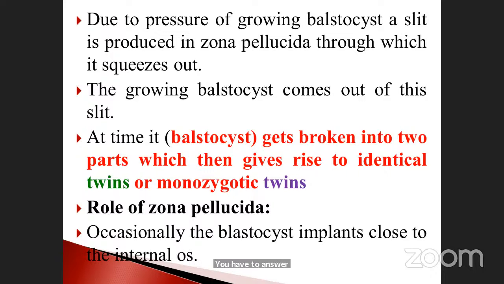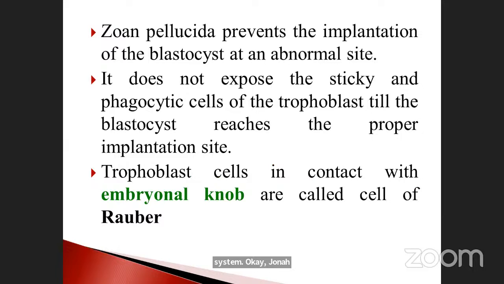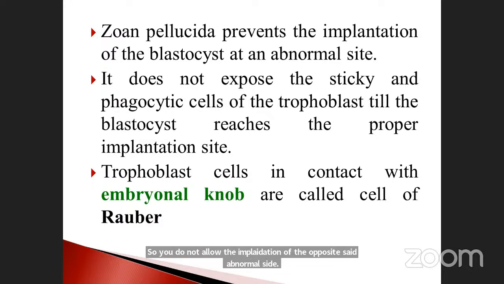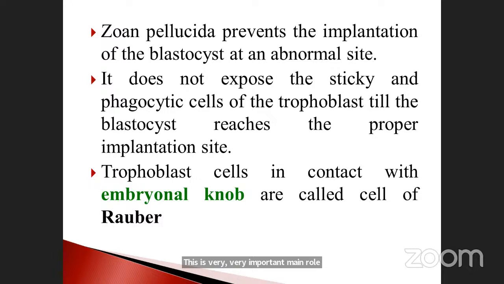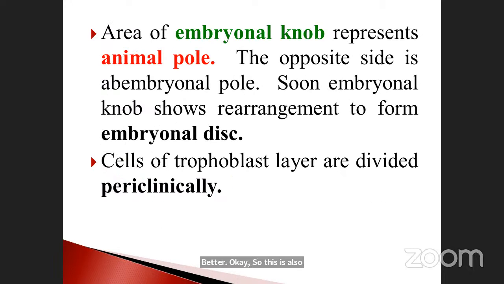Blastocyst. Okay, the zona pellucida is very important for the adhesion. And then the zona pellucida, okay, so it will not allow the implantation on the opposite side, the abnormal side. This is very, very important, the main role. And the embryonic knob is also called Rauber's layer. Okay. So this is also trophoblast cells. And embryonic knob and animal pole, we already discussed.